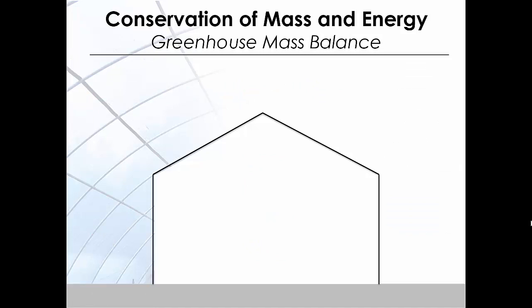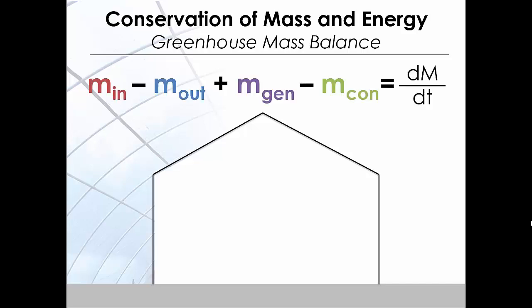In a mass balance, the equation is similar to the energy balance. The equation becomes mass into the system minus mass out of the system plus mass generated within the system minus mass consumed within the system, and that equals the mass transfer.